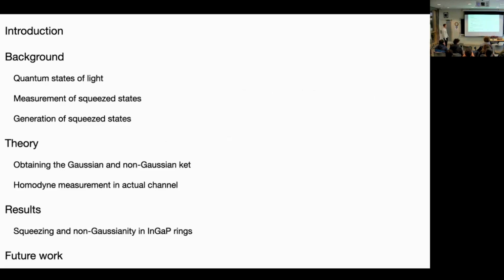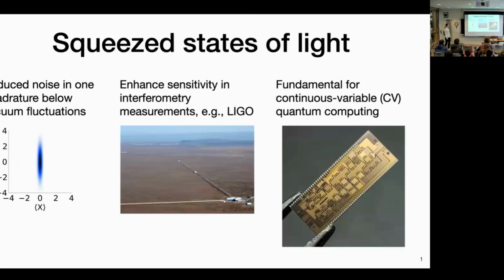All right, so here's the outline for the talk. You'll see it many slides interspaced. I'll start with the introduction. So squeeze states of light have a reduced noise below the vacuum fluctuations in one of their quadratures. And this can be used to enhance sensitivity and interferometry measurements. For example, at LIGO, squeeze vacuum states are being used to help to measure gravitational waves. And they're also fundamental for continuous variable quantum computing. And this is a chip that uses squeeze states to do a quantum computation.